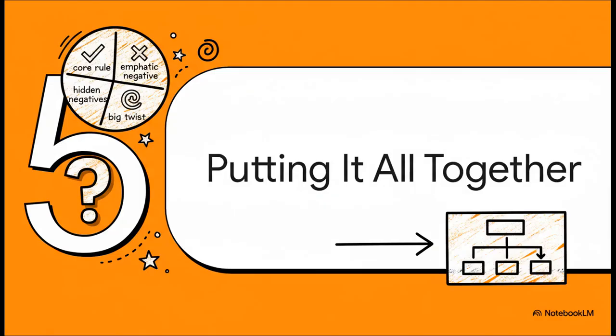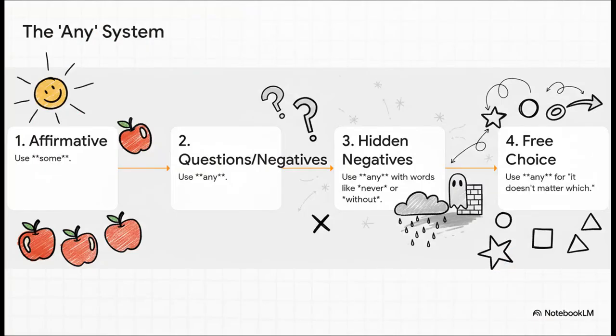Whew! Okay, so we've covered the main rule, the emphatic negative, the sneaky hidden negatives, and the big plot twist. Let's take a second and pull all of that together into one simple, easy-to-remember framework. So, here it is, your cheat sheet. Step 1. For simple positive statements, you're going to use some. Step 2. For questions and negatives with the word not, you switch to any. Step 3. Remember to use any with those hidden negatives, words like never or without. And finally, step 4. You can use any in a positive sentence if you mean it doesn't matter which. And that's the whole system.